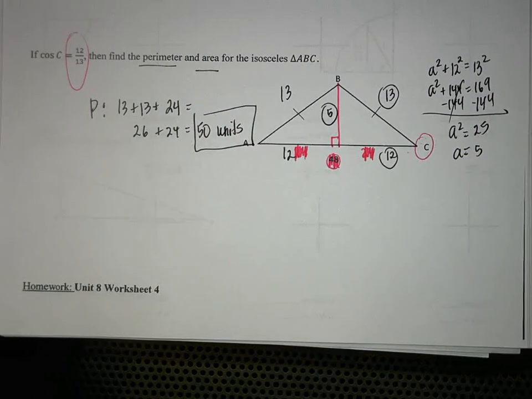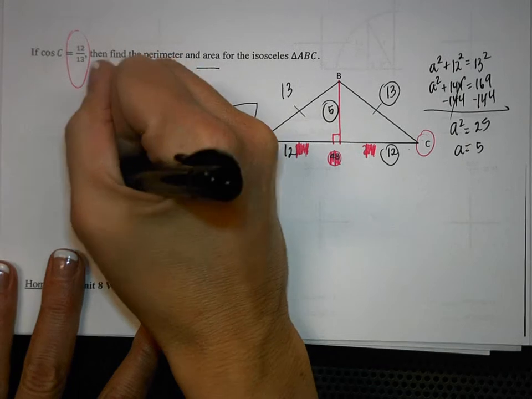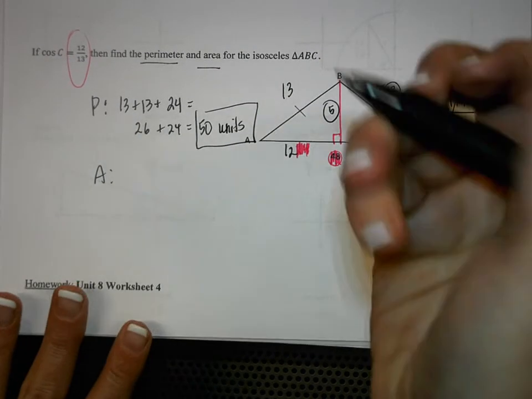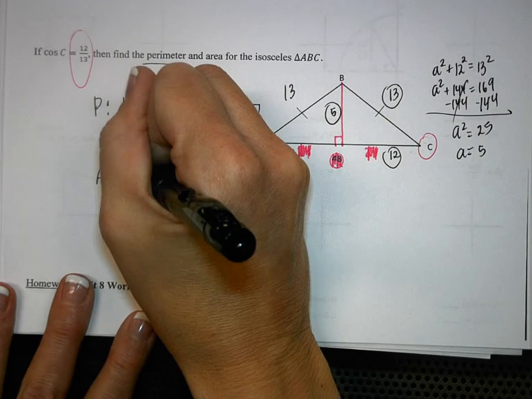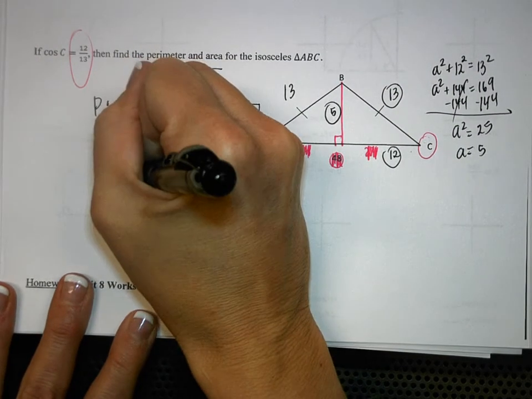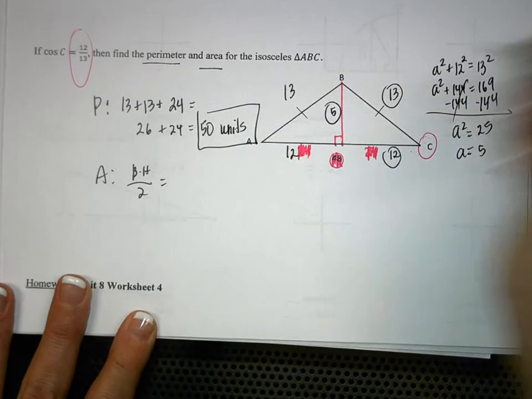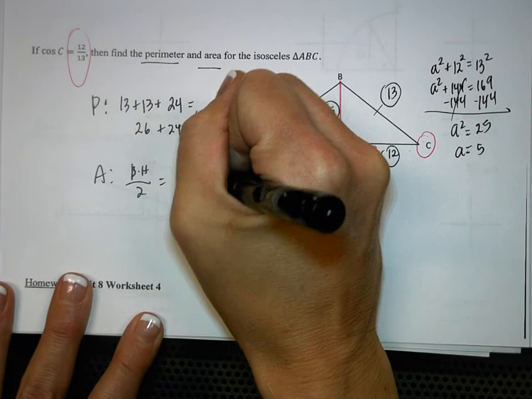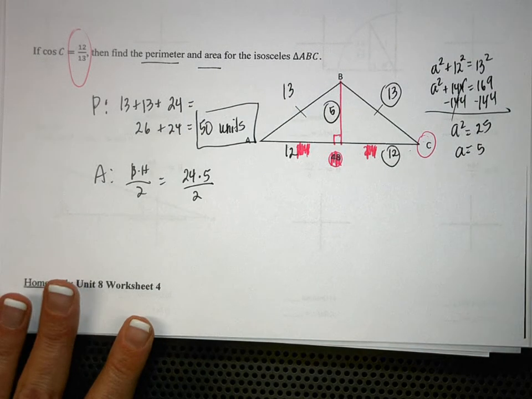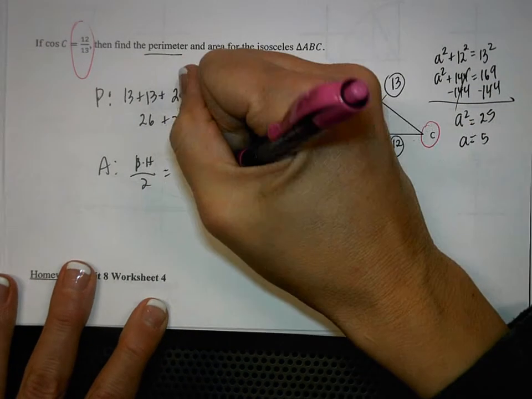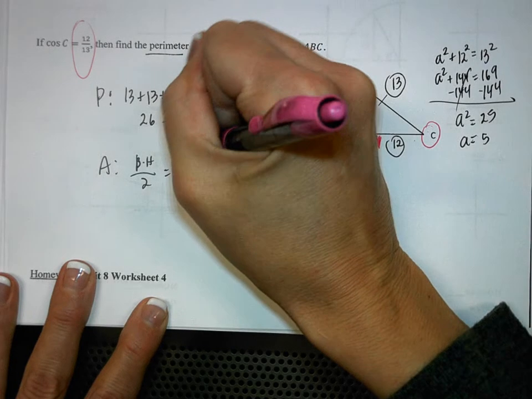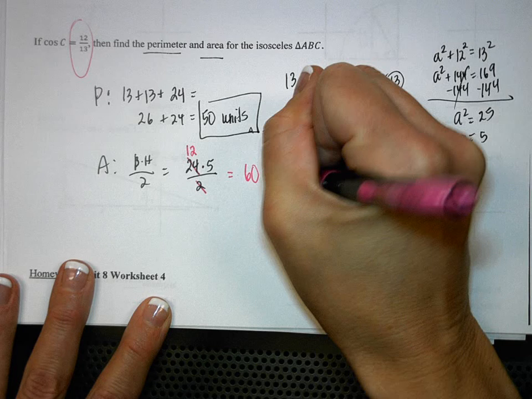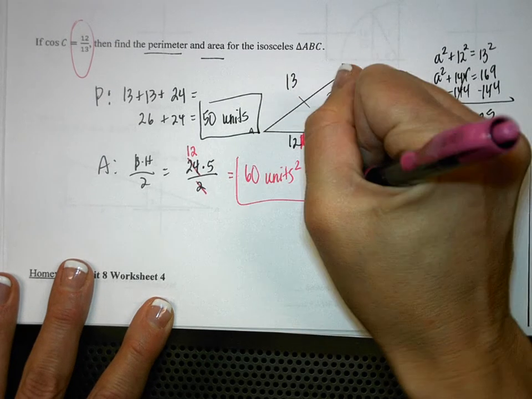Area. How do I find the area of a triangle? Very good. 1/2 base times height. Or some of you might know it as base times height divided by 2, which means the same thing. My base is 24. My height is 5, divided by 2. So that I can do this in my head, I reduce the 2 and the 24, which makes 12. And 12 times 5 is 60 units squared. Any questions?